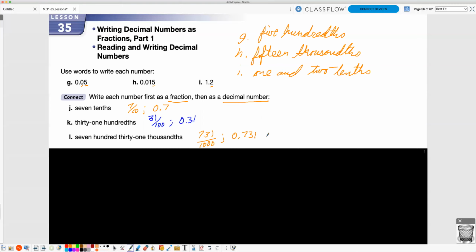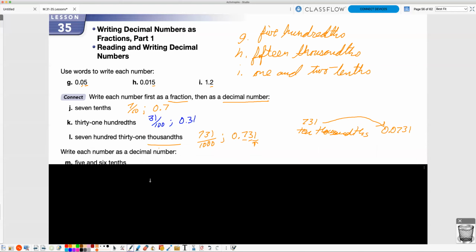If it was 10 thousandths, so let me just show you what the difference would be. If it was 731 10 thousandths, that would look like this. I'm writing 731 10 thousandths. So keep that in mind. This is only in the thousandths place. It ends in the thousandths place because this is a tenth, this is a hundredth, and this is the thousandths place. So that's where it ends.